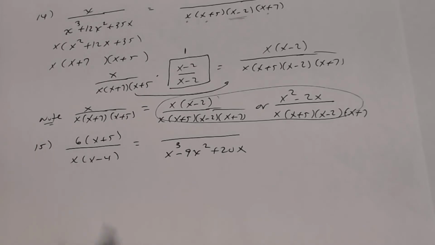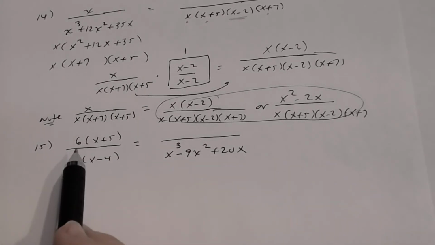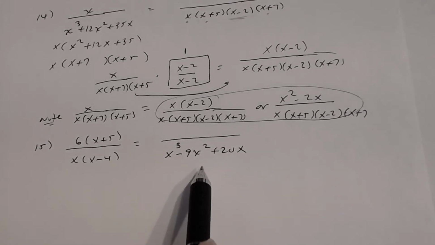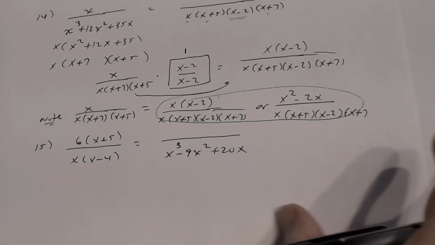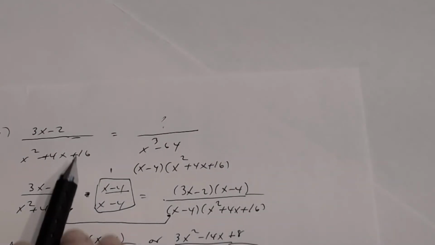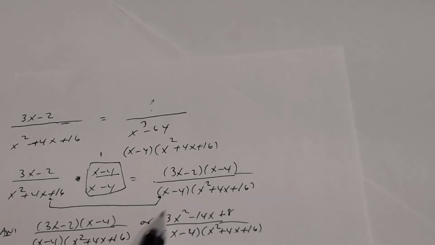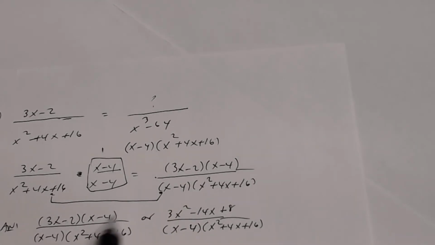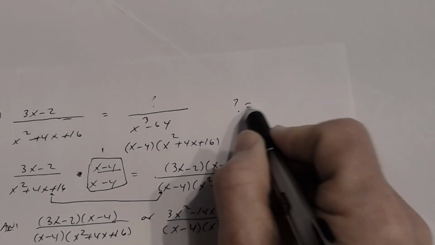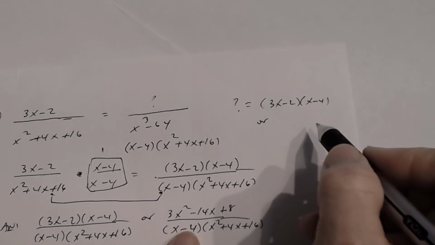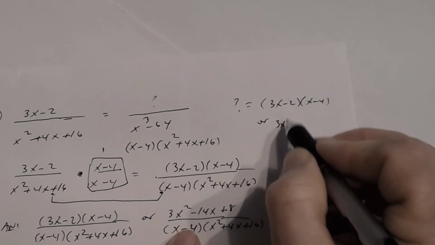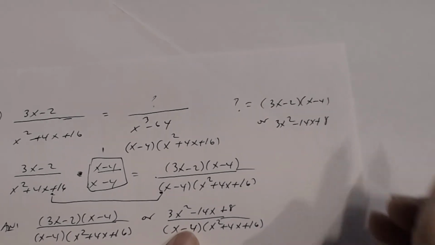So notice in 15 you have this rational expression, and you want to write an equivalent rational expression that has this denominator. So you've got to figure out what that numerator is. In every case, you have to figure out that numerator. So what should the numerator be? If you go back to, let's say, 13, you had to find out what that is to get these two to be equivalent. Well, the numerator was this, either this right here or this. So the question mark would have been either 3x minus 2 times x minus 4, or when you multiplied it out, you got 3x squared minus 14x plus 8.